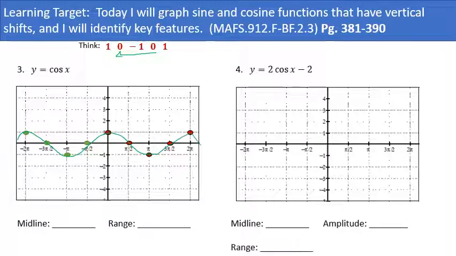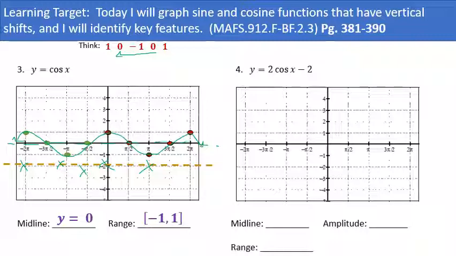Ba-bam, ba-bam, ba-bam. Midline, right there at 0. That's not at 0. It looks like I messed up my graph. Sorry. There's the midline. And what's the range? -1 to +1. All right, just to be clear, there's a mistake here. This is not the midline. Midline's at 0. All right, look at 4.